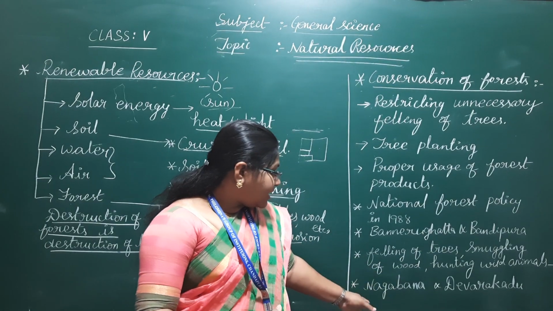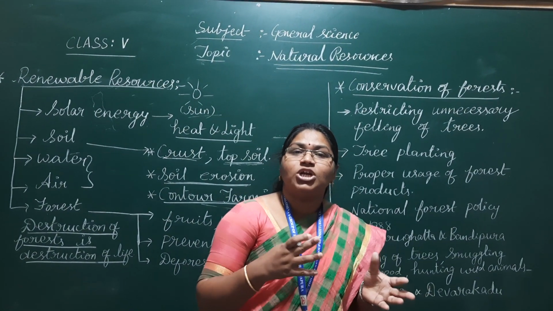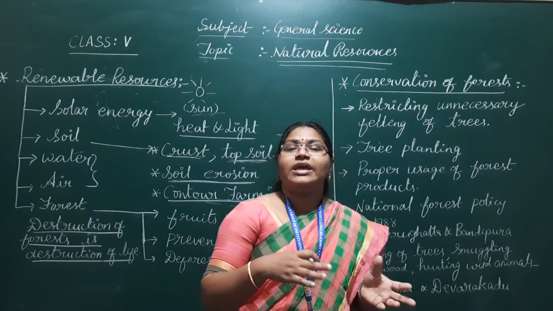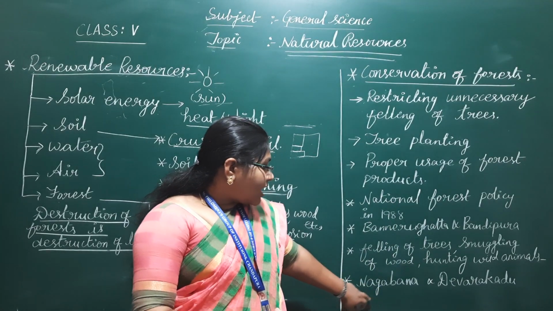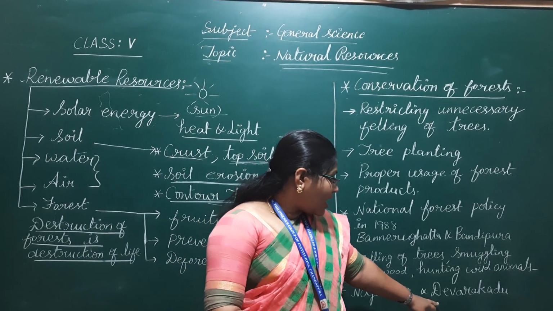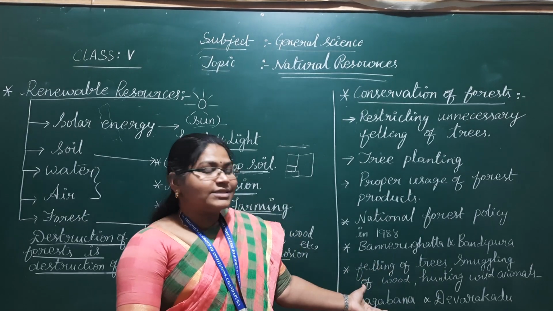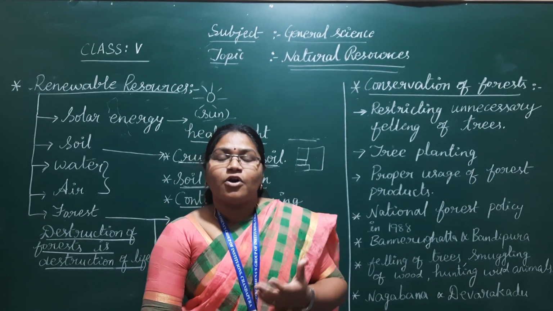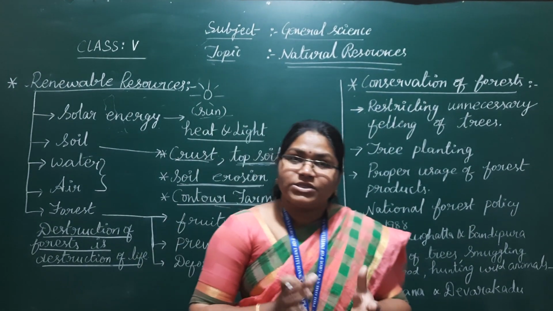Okay, the next one is rituals. Already I said the forest is a shelter, giving shelter to tribal peoples. Their beliefs and rituals also protect the forest from deforestation, like Nagabana in Dakshina Kannada and Devarakadu in Kodagu. These are tribal rituals and beliefs, and they are protecting the forest from deforestation. So this is about your renewable resources.